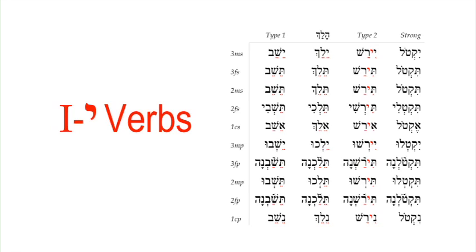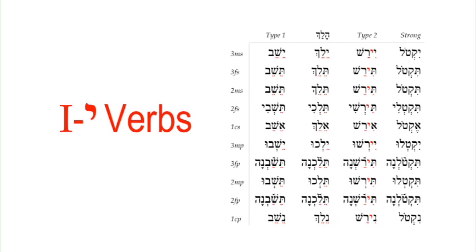In the type 2 class, you'll see that the yod root letter is seemingly preserved, but not as a consonant. It now appears as a vowel, hireq yod. You'll see that following the preformative consonant, yod, tav, aleph, or nun, is the hireq yod.